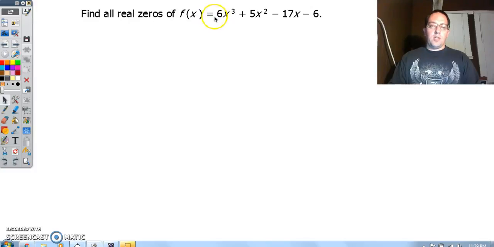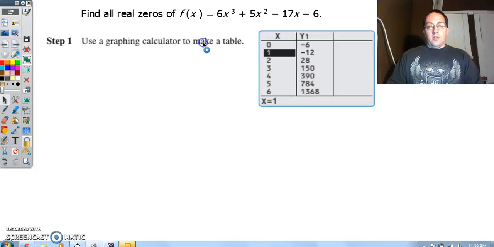So what we can do with this, we want to find all the real zeros of f of x, where f of x is 6 times x cubed plus 5x squared minus 17x minus 6. So let's take a look at this. Step 1, we could use a calculator to come up with a table. And if you look at this table here, we see that at x of 1, y is negative, and at x of 2, y is positive.